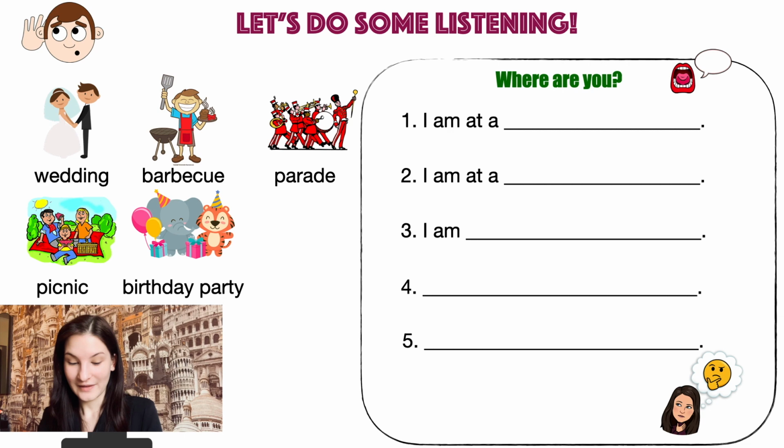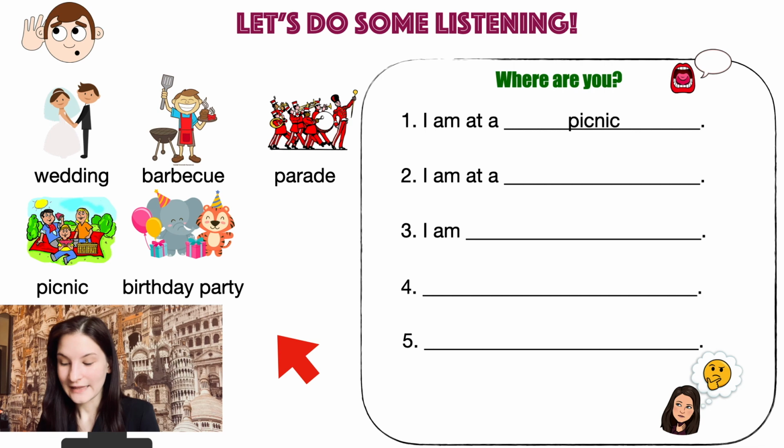Let's start. Event number 1. Listen to me very carefully. It's a sunny day. You are in the country. There is some food. Where are you? So you are in the country and there is some food. Where are you? Of course, you need to say, I am at a picnic.